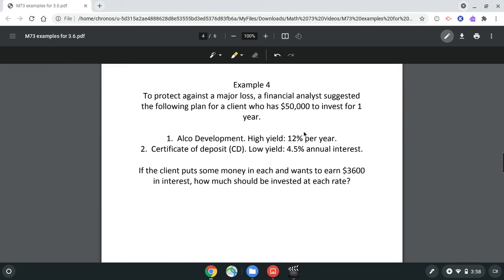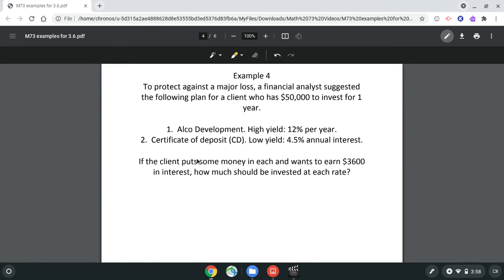Okay, let's have a look at this one. Example 4. To protect against a major loss, a financial analyst suggested the following plan for a client who has $50,000 to invest for 1 year. $50,000 to invest. Wouldn't that be nice? Alco Development has a high yield, 12% per year. A certificate of deposit, a CD, has a low yield, 4.5% annual interest.